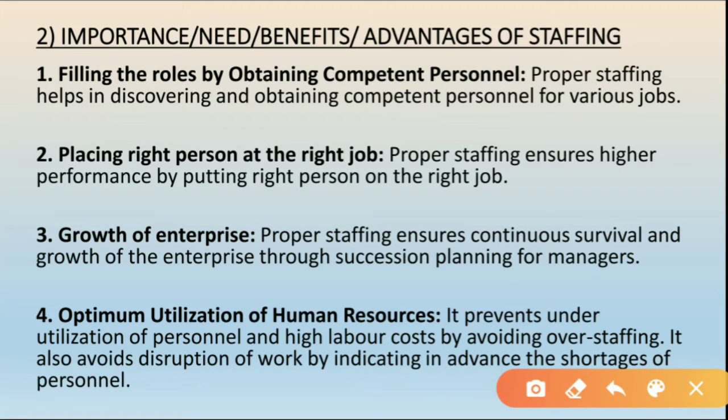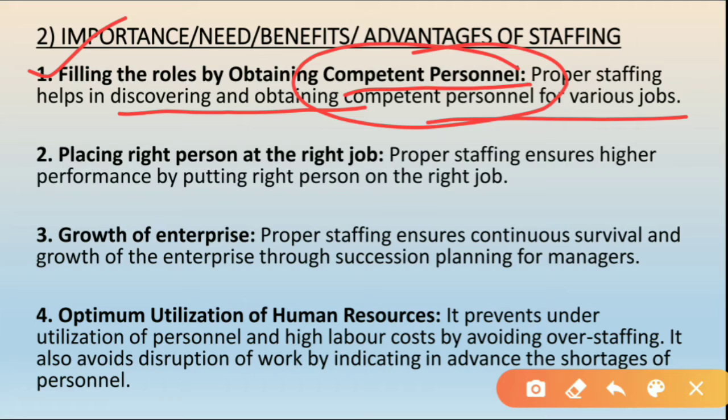Now we will start with the first point, that is filling the roles by obtaining competent personnel. What does this point say? Why is the staffing function important? Because staffing helps us to fill roles and obtain competent personnel. Proper staffing helps in discovering and obtaining competent personnel for various job positions. As I already told you, students, in the staffing process the manager selects the right person who is eligible for that job. He should have the qualification to do that job. So staffing helps a manager to find a competent person who is compatible and who can do that job.